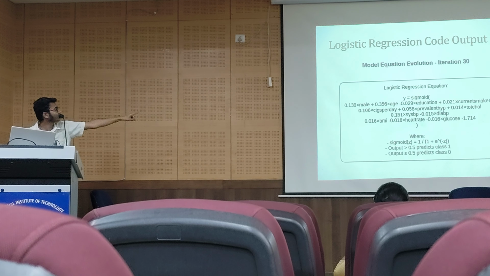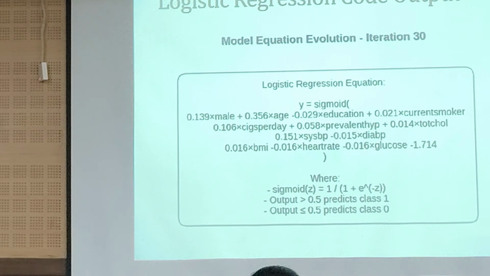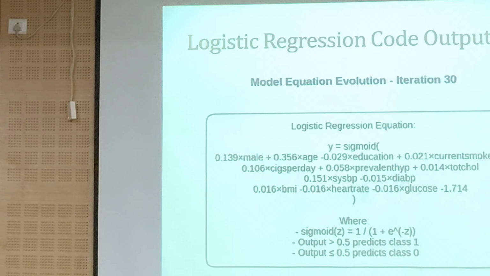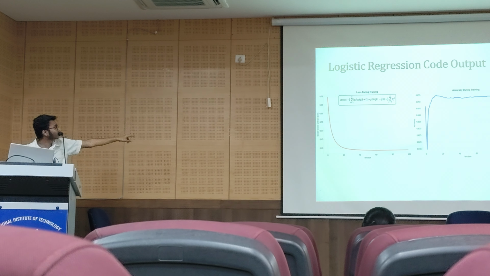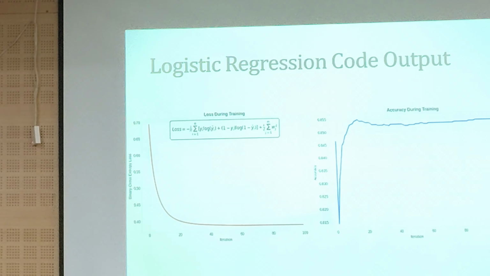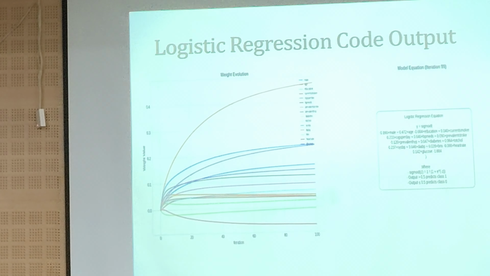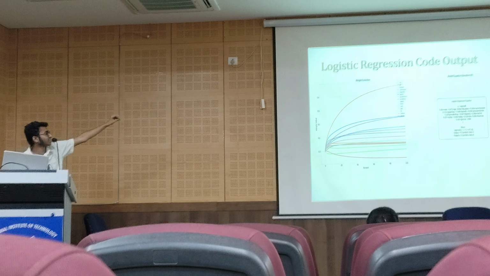You can see 0.139 times male, 0.35 times age, meaning we are updating the equation of the model. We are making it better and better by iteration, and you can see how the training loss is slowly going down and accuracy is improving. And these are the weights, how the weights are changing, and that is the final equation, the 99th equation.